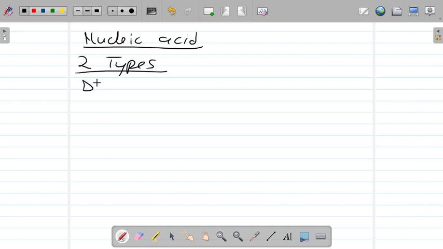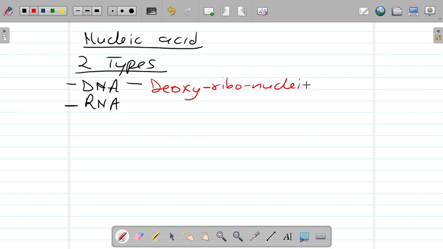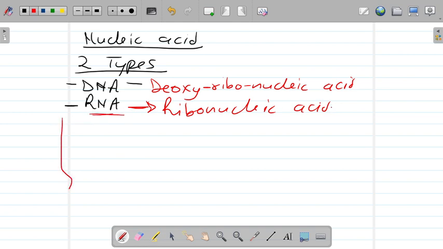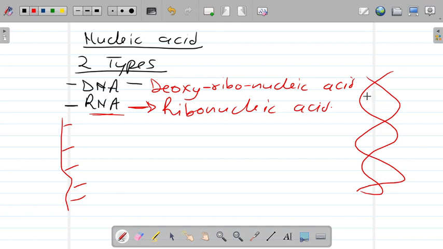The two types of nucleic acid are DNA and RNA. DNA is deoxyribonucleic acid, and RNA is ribonucleic acid. They differ in structure, right? RNA is a single strand, and DNA is a double helix. The double helix is the structure like so.